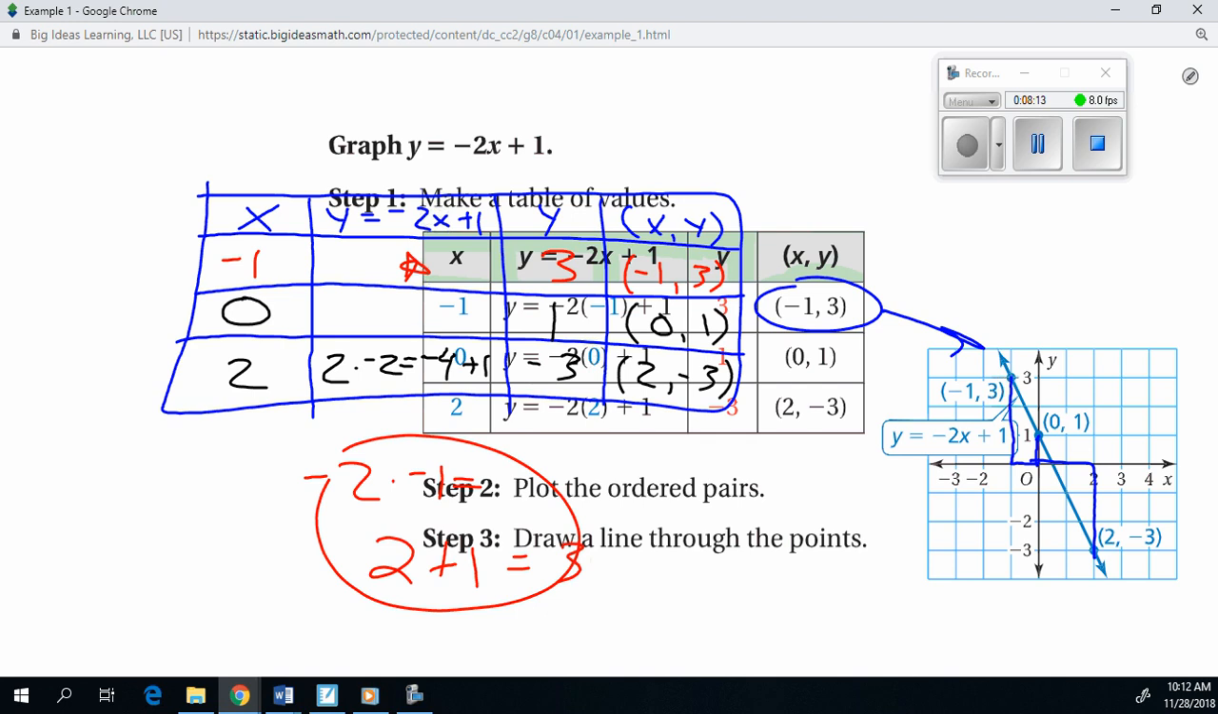So what you're going to want on this is to have a ruler out. When you have your 3 points, you're going to connect them. You're not just going to do it with your hands. You've got to make sure it's a straight line. So you're going to need to use a straight edge to do that. So that's example number 1.